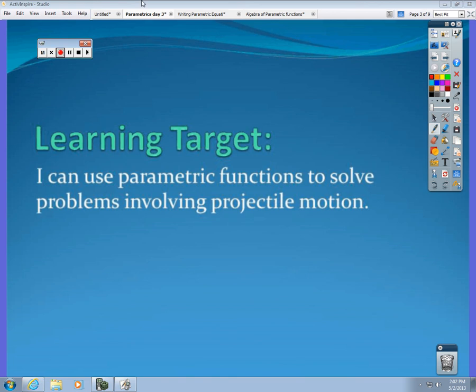We're going to talk about problems involving projectile motion, such as throwing a ball, kicking a ball, launching something off of a rooftop, anything where you are using velocity and throwing something at an angle. We're going to use parametric functions to represent the situation.